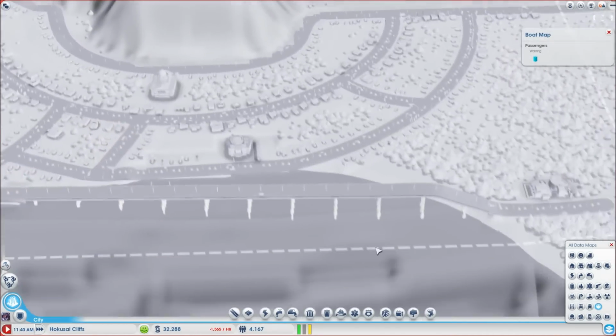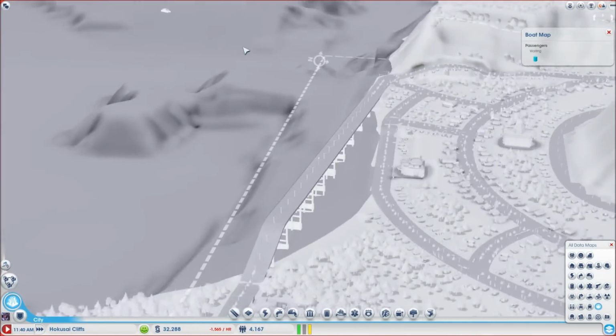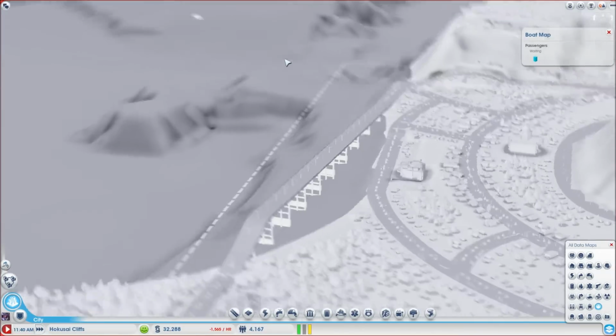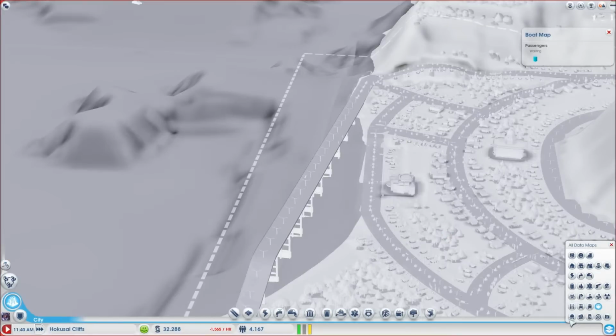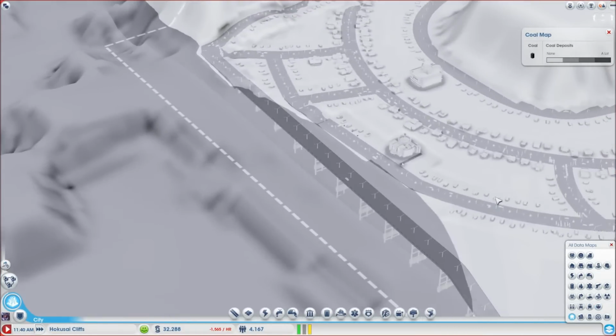And boats I haven't messed with that much, so I can't really give too much insight there, but I would imagine it's based on how many ferry ports you have, how clogged it is, and it might show you kind of what directions they're traveling. I haven't messed with it much.